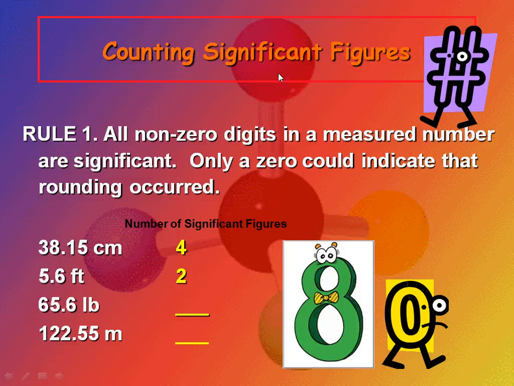So, counting significant figures. This is if we have data presented to us. We want to know what digits are important or significant to that measurement. So here's rule number one. All non-zero digits in a measured number are significant. Only a zero could indicate that rounding occurred. So for example, in this one, 38.15 centimeters, we have 1, 2, 3, 4 significant figures.